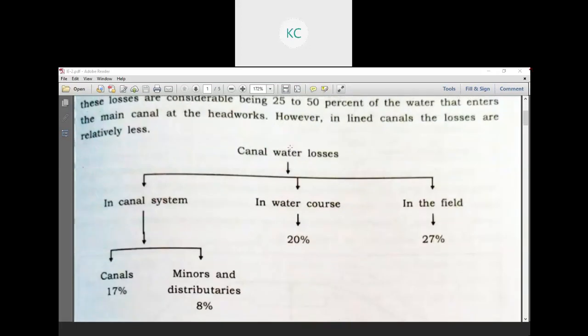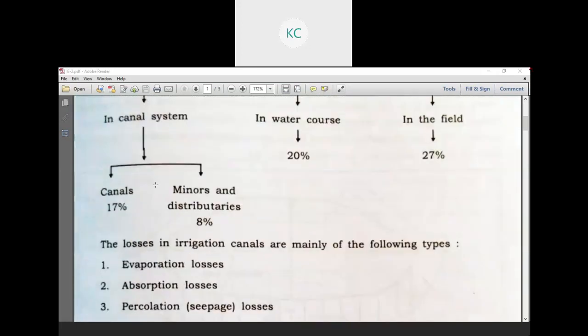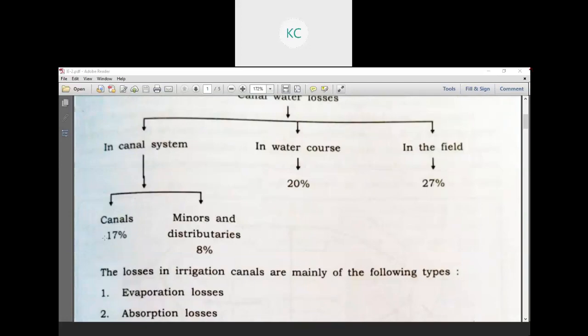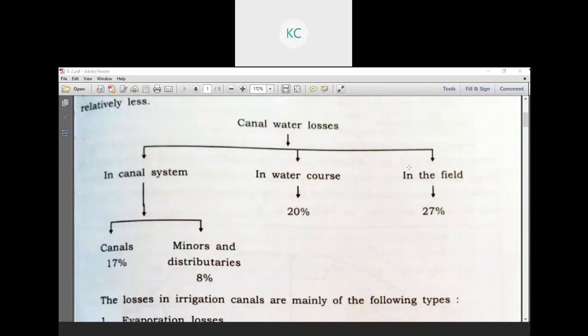Okay, so canal water losses in the canal system are of two kinds. In the main canal as well as branch canal, 17%, and in minors and distributaries 8%. In water courses 20% and in the field 27%. So the total loss: in the canal 17%, in the minor 8%, in water courses 20% and in the field 27%.